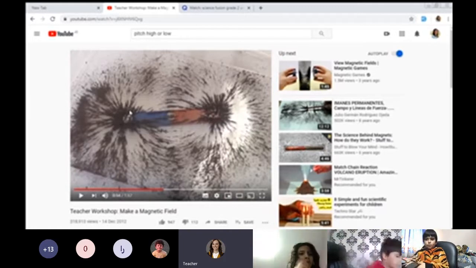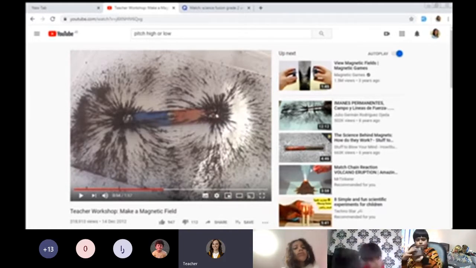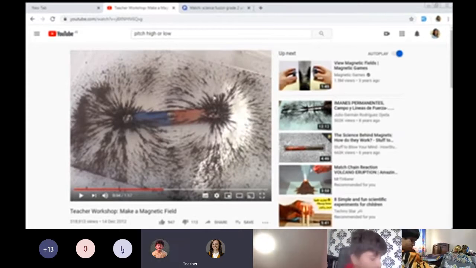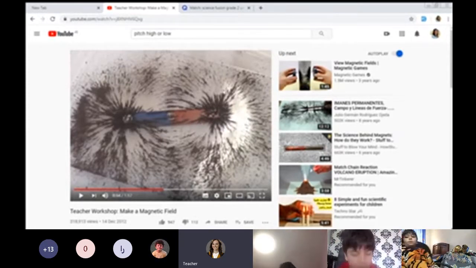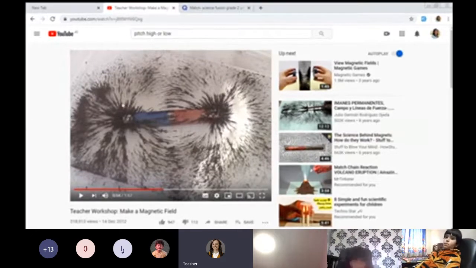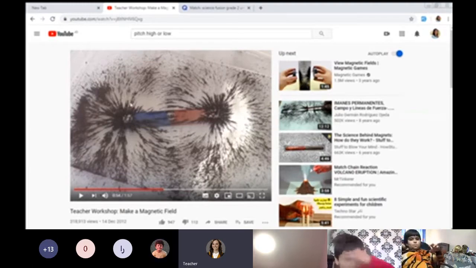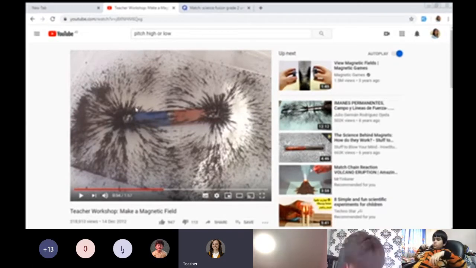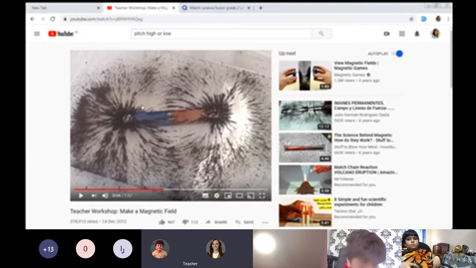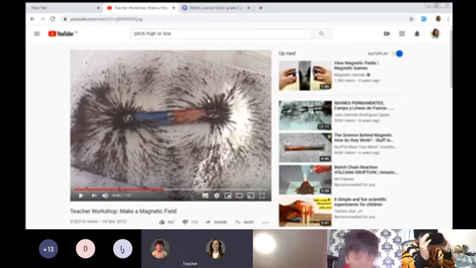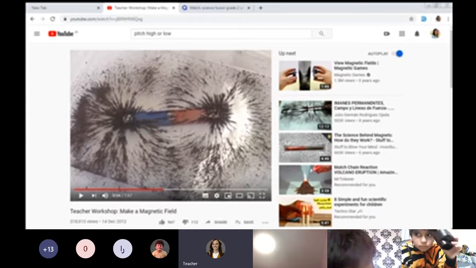What do we call these areas, here and here? It's a place on a magnet where the pull is the strongest. What do you call it? We learned it yesterday. Poles. So the magnet has two, the north and the south. Thank you, Hiba.